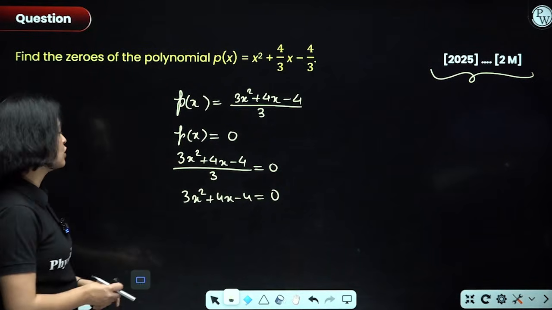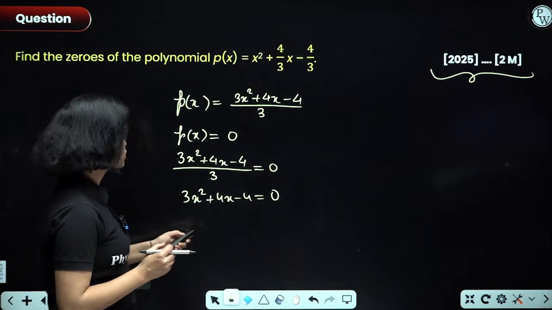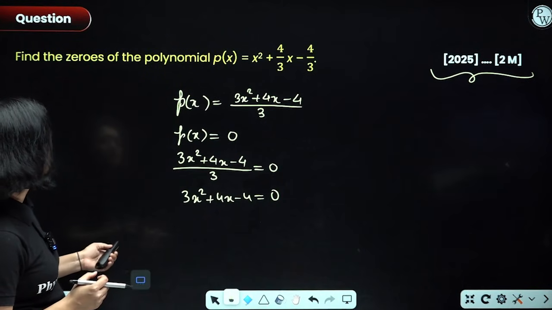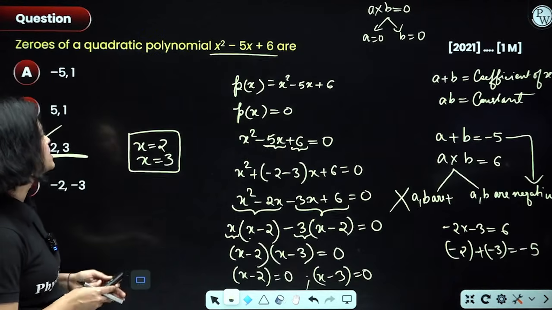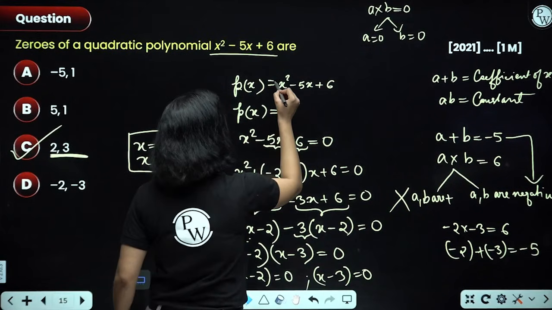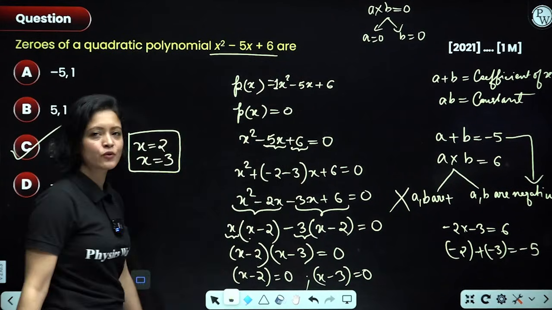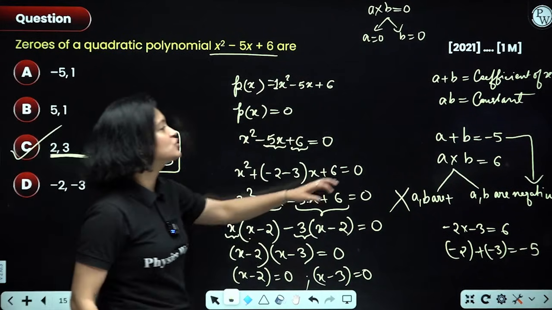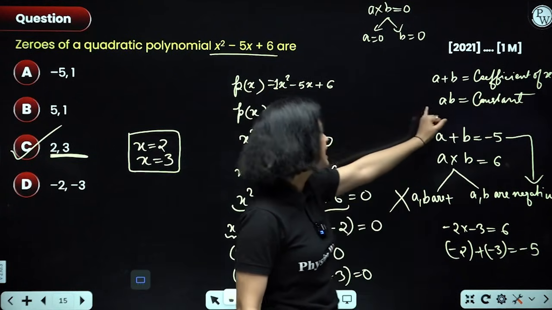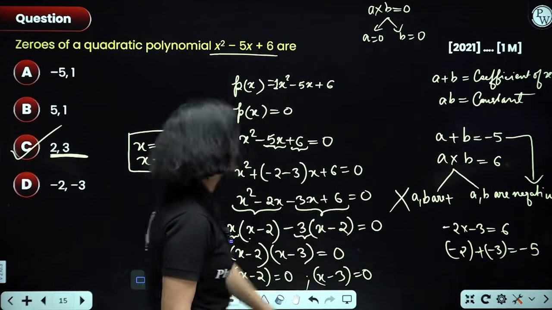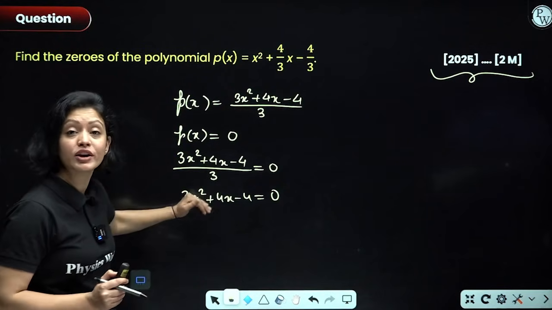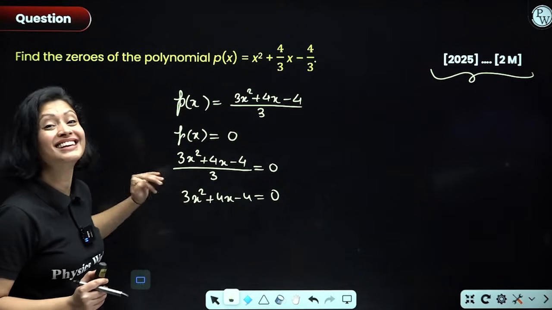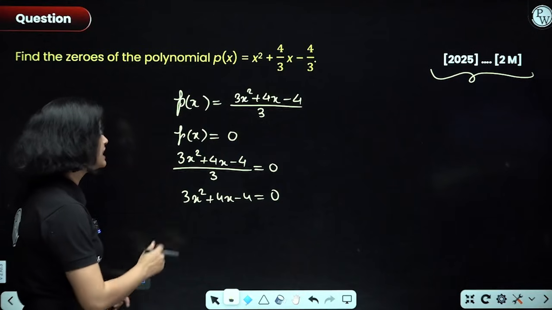Okay? Chalo ji. Now, in the previous question, what was there? I'll just take you to the previous question, guys. In the previous question, you could see that the coefficient of x² was 1. That's why we just wrote that a plus b should be the coefficient of x and ab should be equal to the constant. But if the coefficient of x² is not 1, for example, here the coefficient of x² is not 1, right? So, in that case, what do you do?